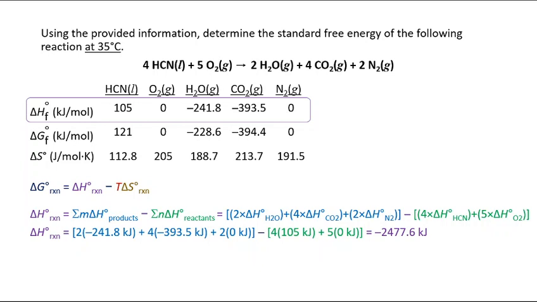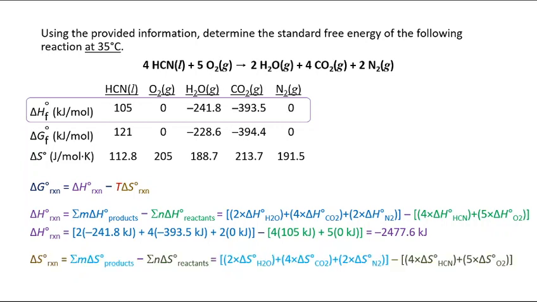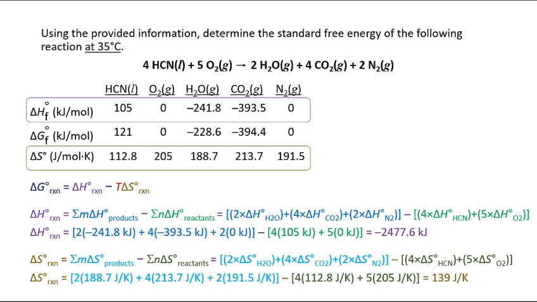Now we do the exact same thing, but looking at our delta S's. Using Hess's law and all the same exact setup that we've seen many times in the past, the entropy of the reaction is going to be products minus reactants. Using the same coefficients and the same setup, but now using these values instead of your delta G's or your delta H's, you're still doing 2 of your waters, 4 of your CO2s, 2 of your N2s, 4 HCNs, and 5 O2s. Plugging them all into your equation, you should get 139 joules per Kelvin.